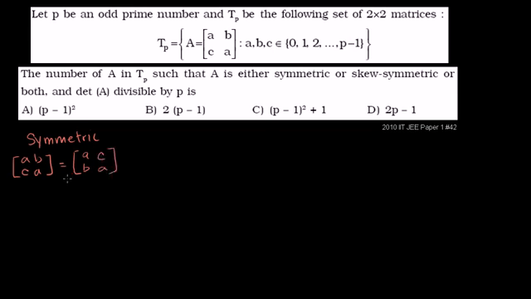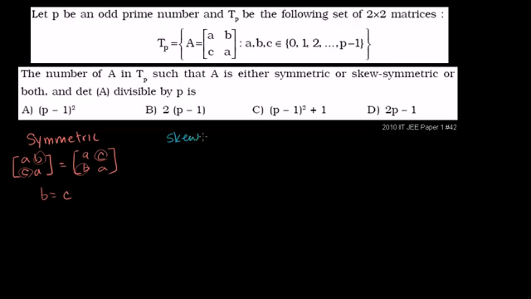Now, if you just look at this, that means that a is equal to a is equal to a. This essentially means that b will have to be equal to c in any of these matrices that are symmetric, because that would have to be equal to that, and that would have to be equal to that. Fair enough. Now let's think about what skew symmetric means.